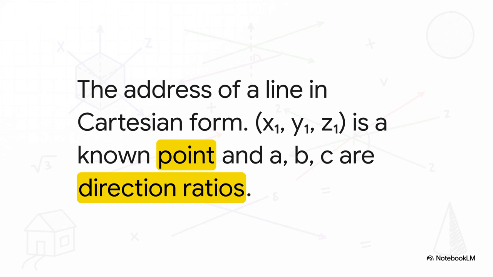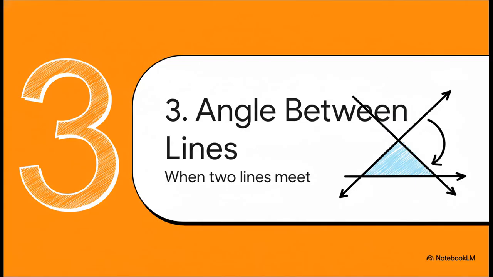Here, x1, y1, z1 is just our known point. And look what's in the denominator. A, B, and C are friends, the direction ratios. So it's just 2 different languages, vector and Cartesian, saying the exact same thing. All right, we're making great progress. So now we know about one line.